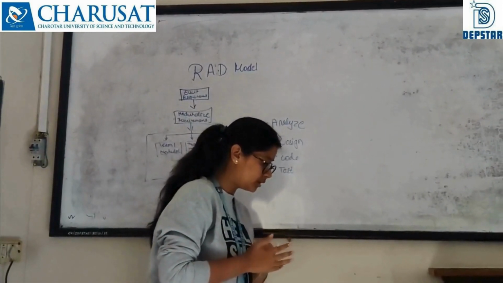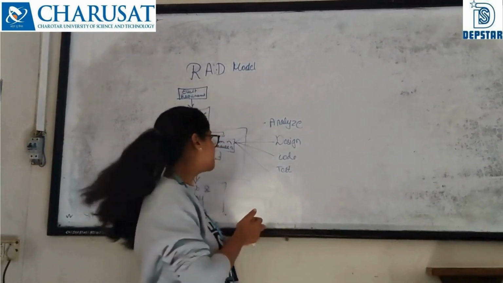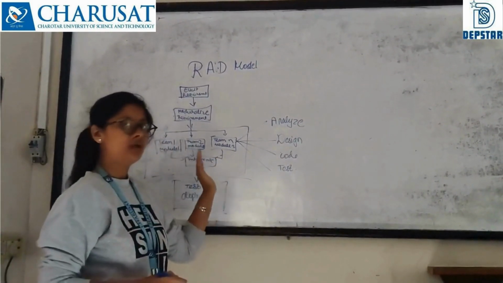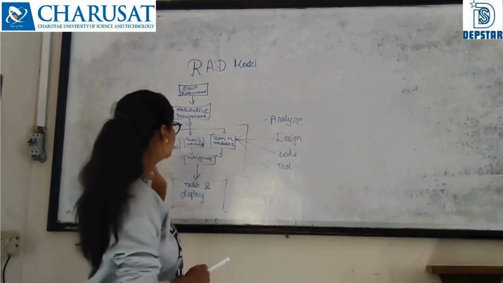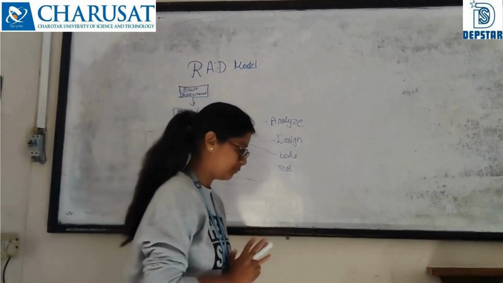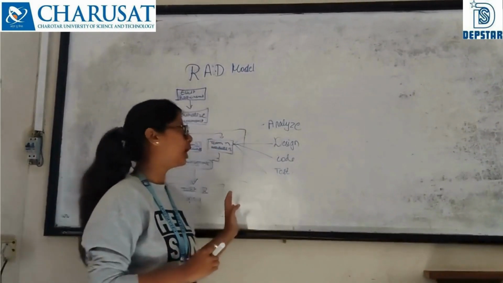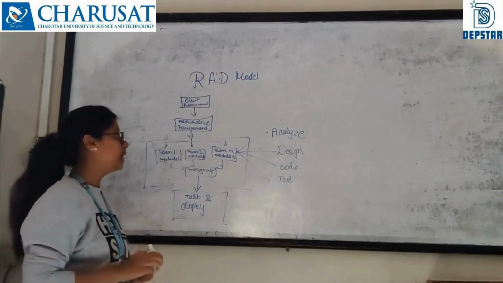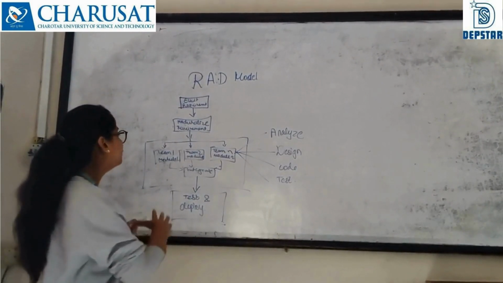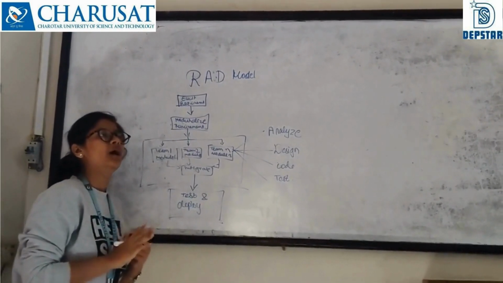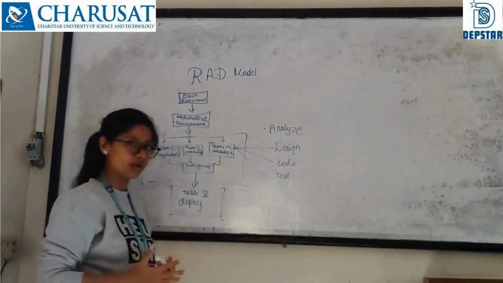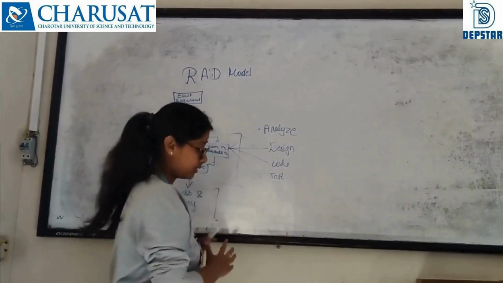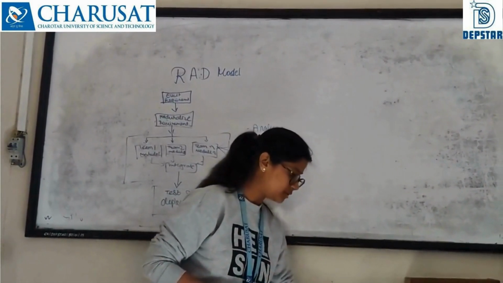Next is the effective use of resources. As I discussed previously, as the modules are divided, the resources used in this will be minimized. Next will be the higher quality output. As a team is given only one module to complete, the output of this particular team will be of higher quality, which enhances the final output, the final software.